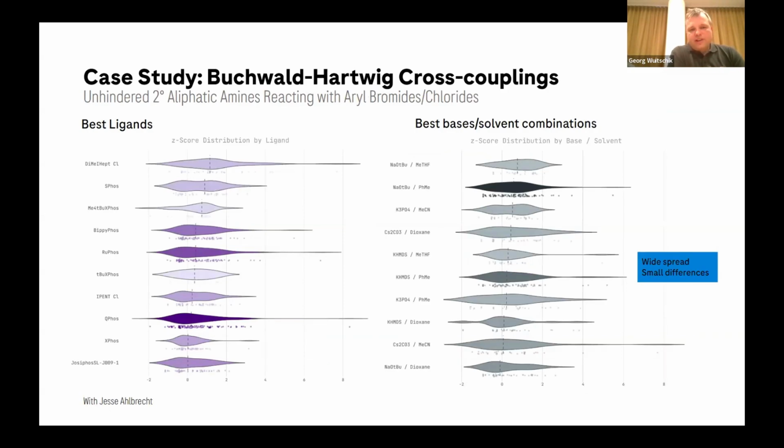Looking at secondary aliphatic amines that react with aryl bromides or chlorides, you see here are the best catalysts. This dimethyl isoheptyl chlorocarbene is a catalyst that shows up again and again as a very heavy hitter, better in many cases than the standard Buchwald biaryl type ligands.